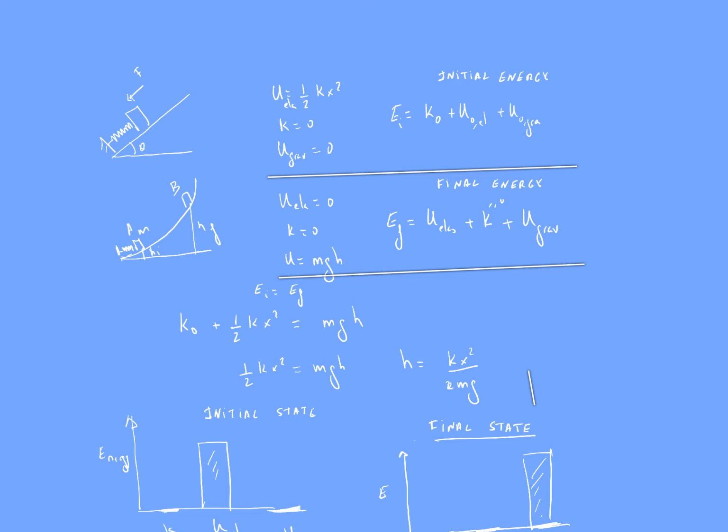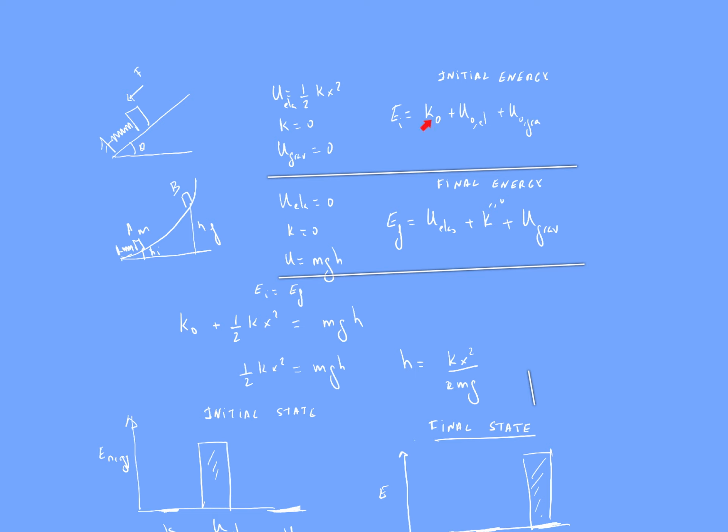So how will you do it? Well, you will say, I have a problem of conservation of energy. The energy is conserved. The total mechanical energy that I have at the point A is the total mechanical energy that I have at the point B. So I will place an equation that will say U elastic is 1/2 kx squared.